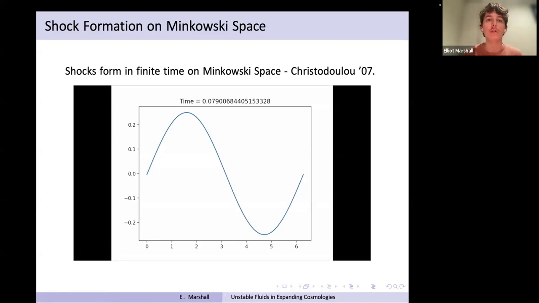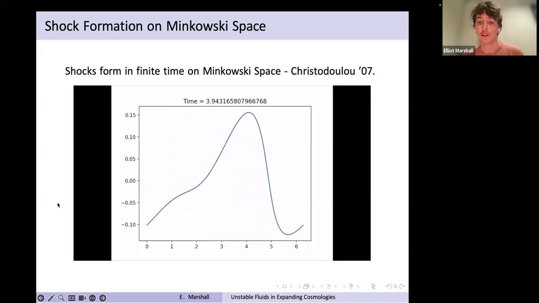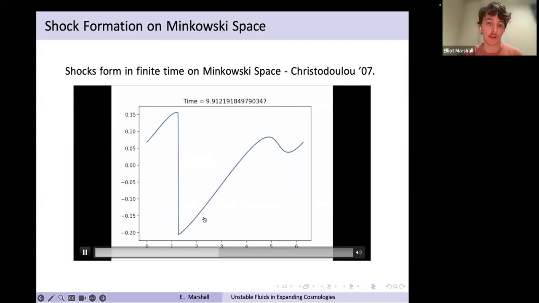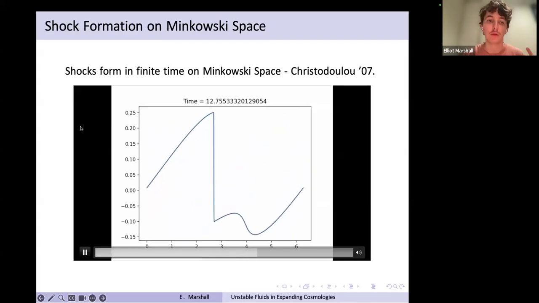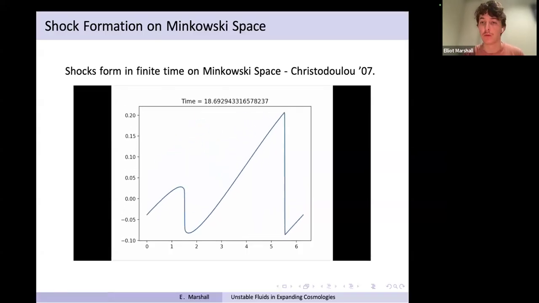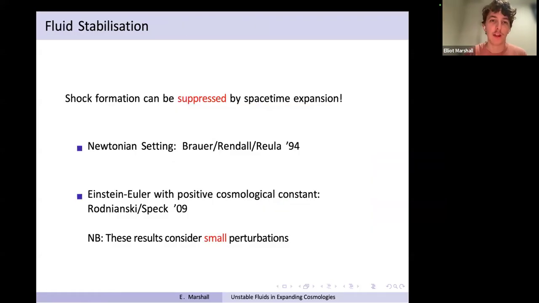So to give the motivation for what we will expect to happen here, I have a little simulation here, which just shows a fluid evolving in Minkowski space. And what we see is very quickly we start to form shocks, discontinuities in our numerical domain. And in fact, we know this has to happen. There's a well-known result of Christodoulou, which says that shocks have to form in finite time on Minkowski space. Okay, so this is looking at spacetimes with no expansion, which in some sense is the extreme version of decelerated expansion. But what about looking at expanding spacetimes?